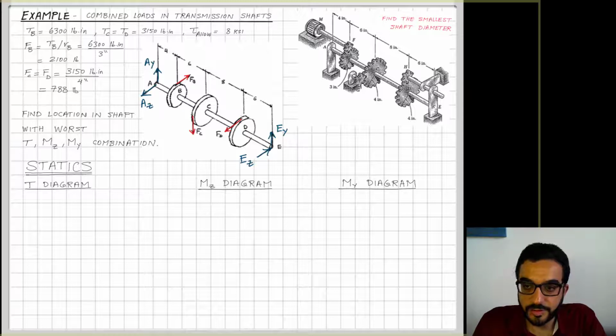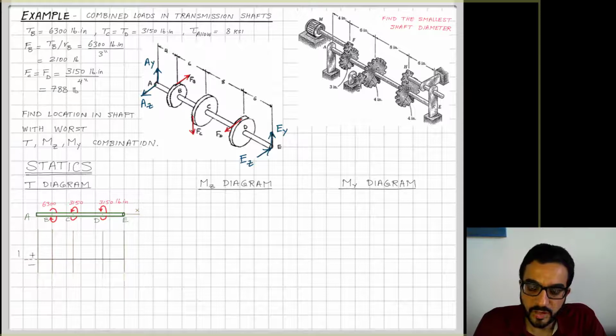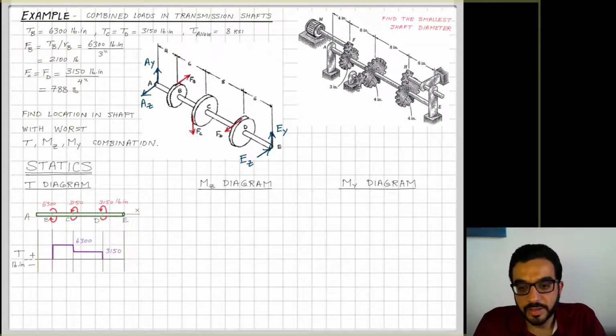We'll start with a simplified free body diagram that shows each of these specific actions. Starting with the torque diagram, I show the shaft from the side view and show the torques, and you can see it is already in equilibrium. It's not dependent on the bearings at A and E, because these bearings don't resist moments or torques. Now I draw the internal torque diagram. It's pretty simple. The x-axis starts from the E end of the shaft, and I see there is no action between D and E.